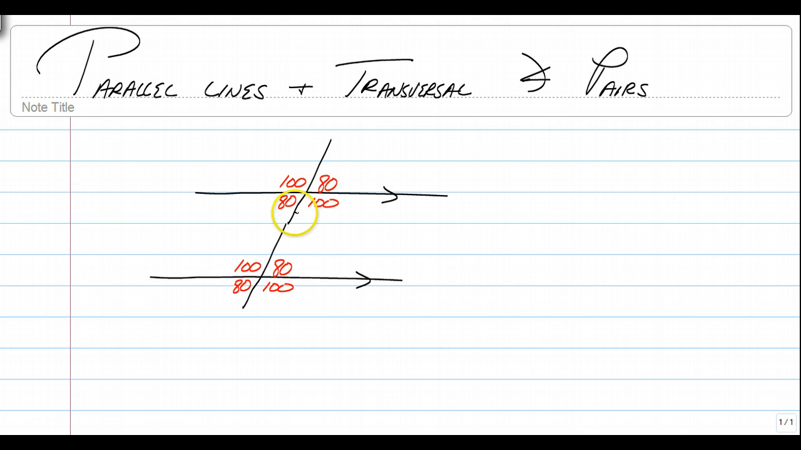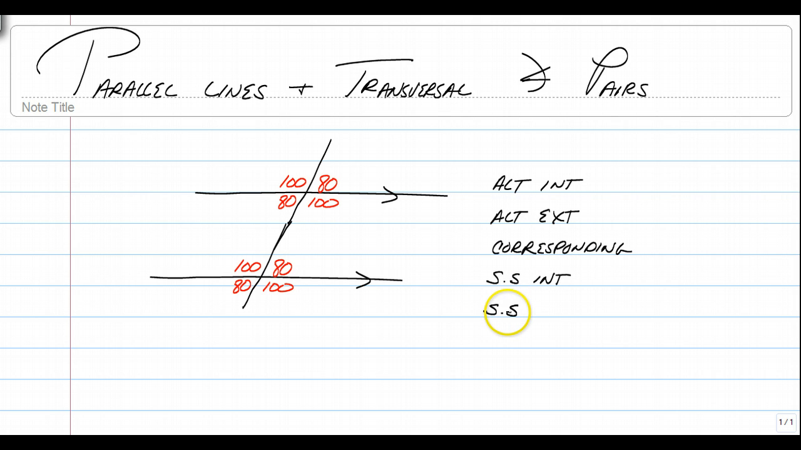So why did I want to do that? Well, recently you learned about 5 different pairs of special types of angles that exist when you have two lines and a transversal. We had alternate interior, alternate exterior, corresponding, same side interior, and same side exterior.